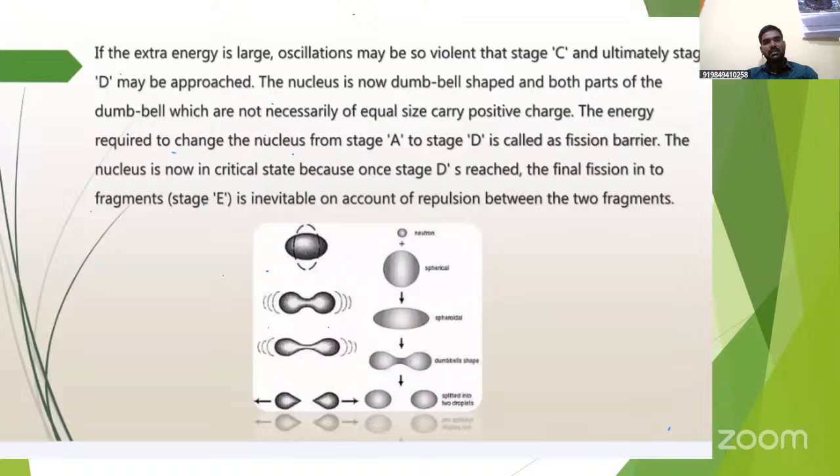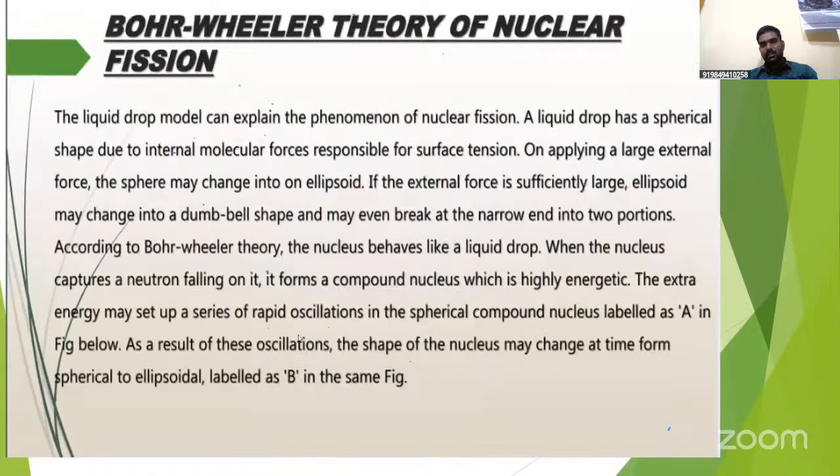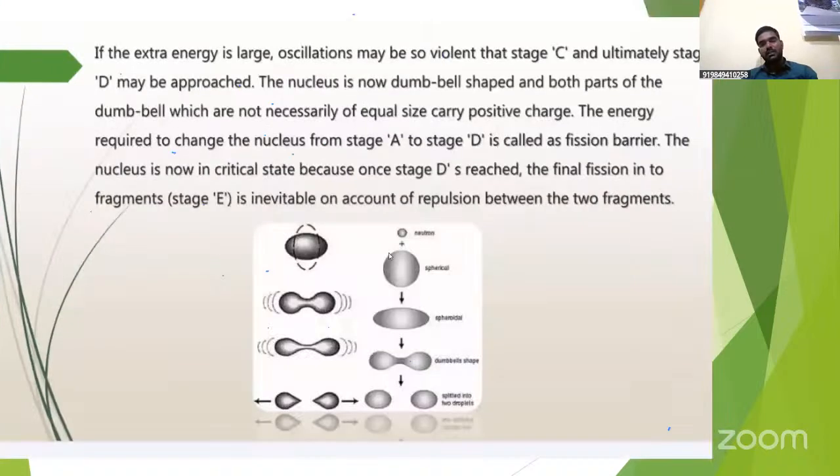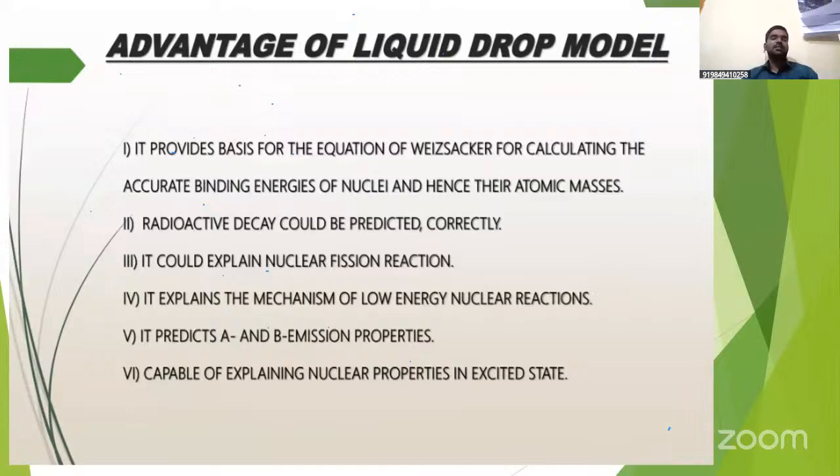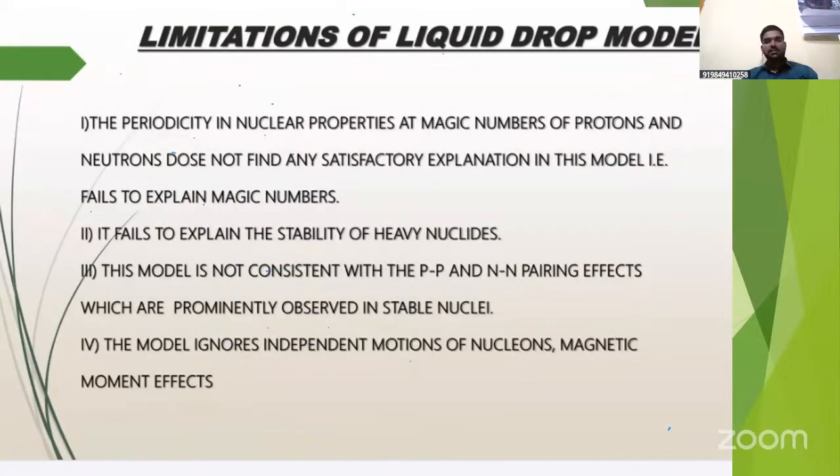So it happens as we discussed earlier: the spherical shape changes to an ellipsoid, the ellipsoid to a dumbbell, and the dumbbell breaks into parts. This is compared to the fission reaction. When a neutron hits, the nucleus is spherical, then ellipsoid shape, then dumbbell shape, and it breaks into two parts. These are some advantages of the liquid drop model, and these are the limitations of the liquid drop model.